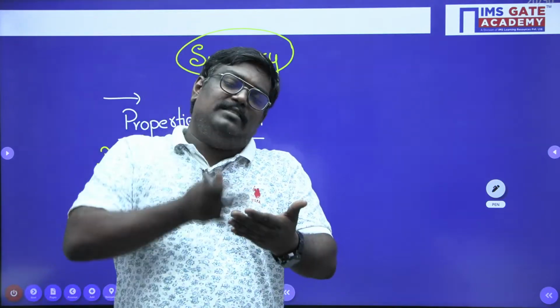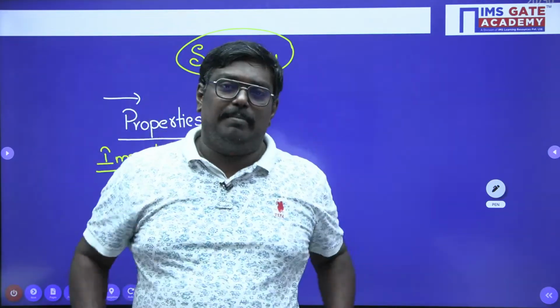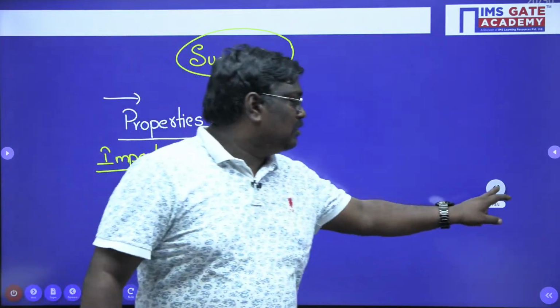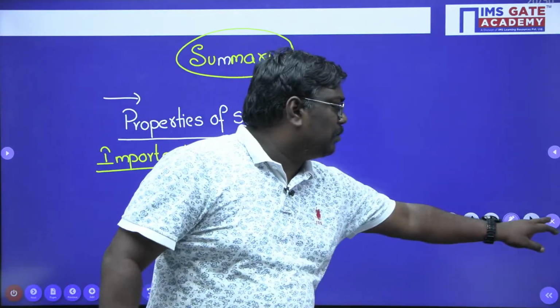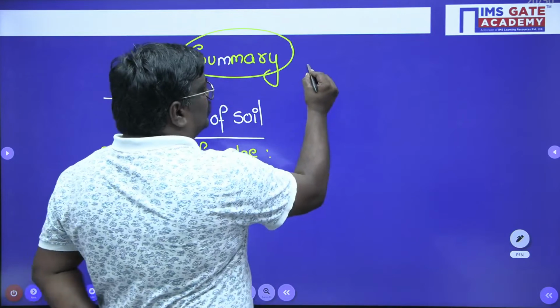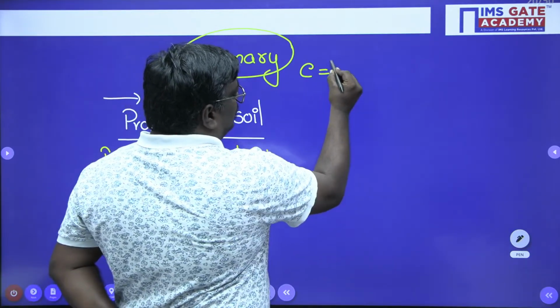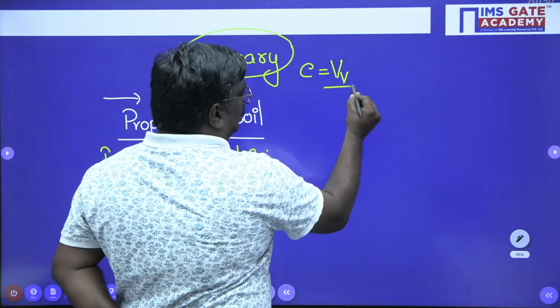So you keep on seeing that mobile, at some time you will remember the formula. Simple logic, students. So let us see what are the important formulas. We are at the properties of soil. Void ratio, that is volume of voids upon volume of solids.